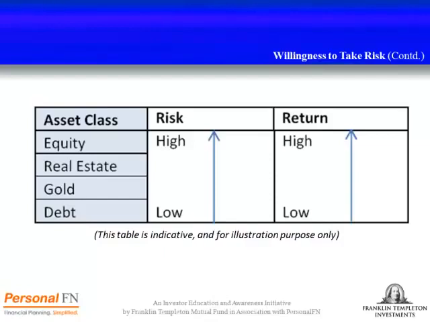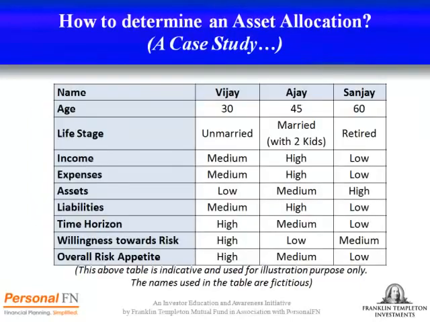You see, it is vital to define a risk tolerance first and then determine which asset class you should be investing in. How to determine an asset allocation? That's the question. To help you understand better on that, let's take an example of 3 individuals who are at different stages of their life cycle.